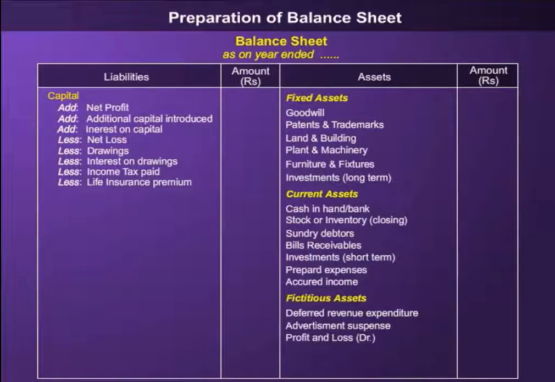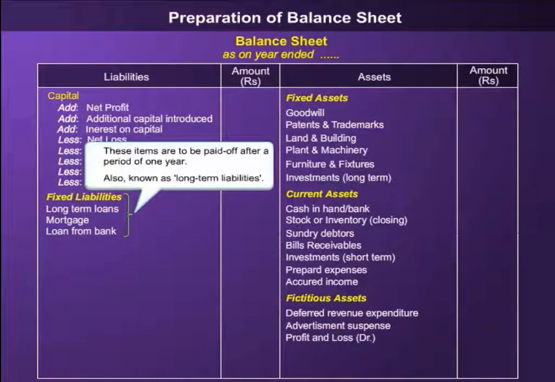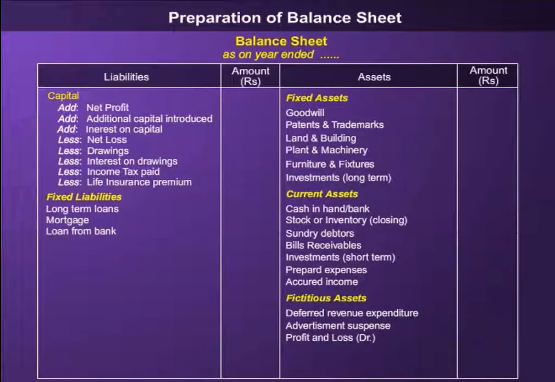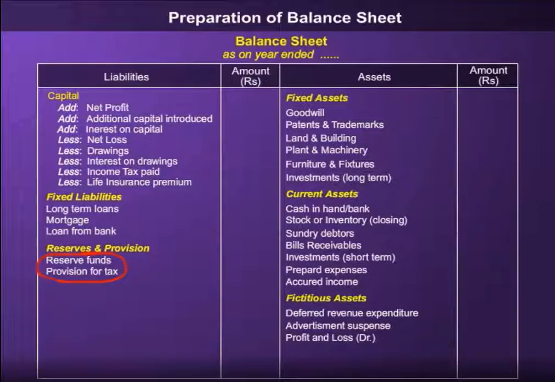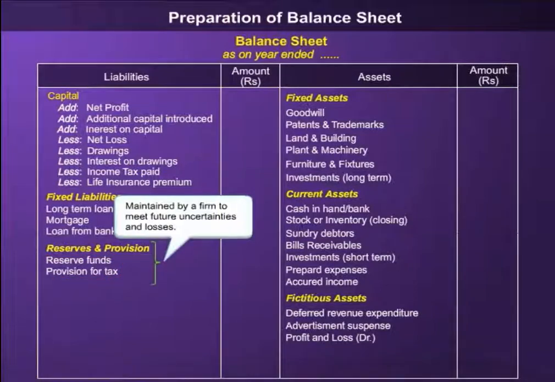Next, we have the fixed liabilities. All these items are to be paid off after a period of 1 year. So these are also termed as long-term liabilities. Now, look at these highlighted items. These are different reserves and provisions. All these items are maintained by a firm to meet any future uncertainties and losses.